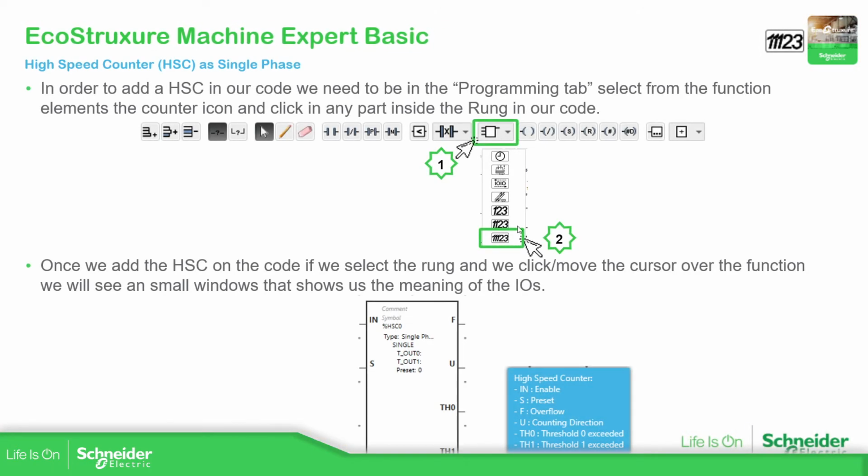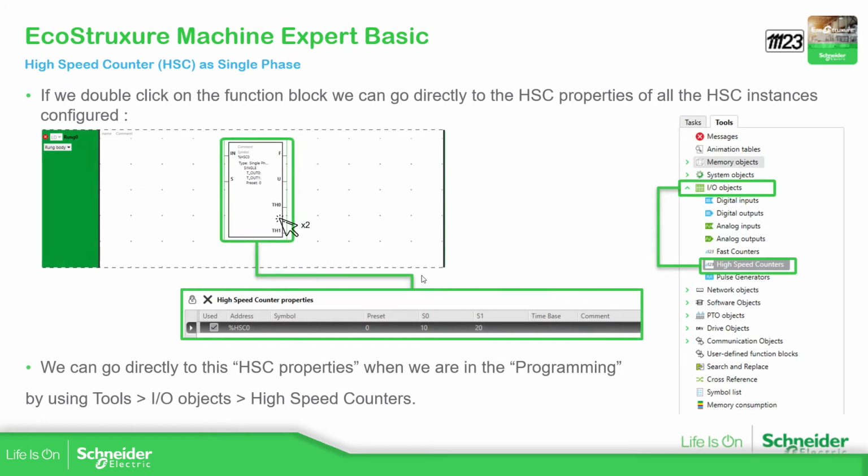Now it's time to implement the function block. In order to grab the function block, we just need to go to the Programming tab, select this function icon, and find this one, 1123, which is for the high speed counter function block. Click it and put it on the code that you have, then you should be able to use it. If you double click on that, you should be able to see the high speed counter properties. Once you have configured one of those, you should be able to see it over here.